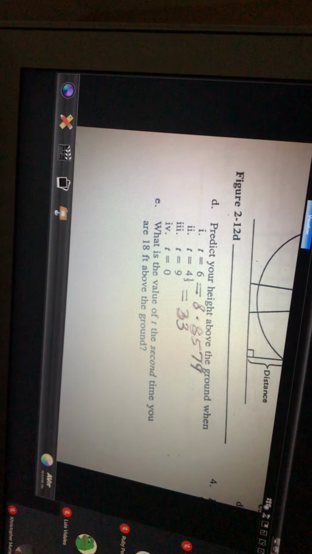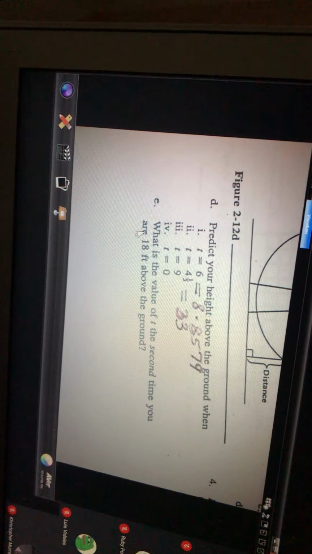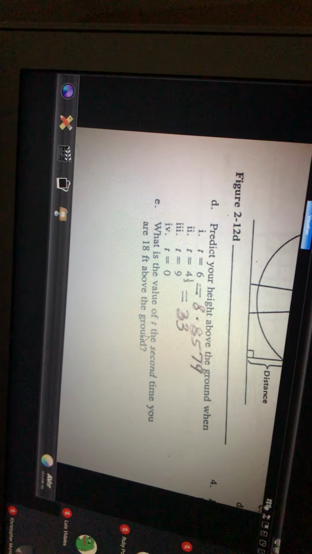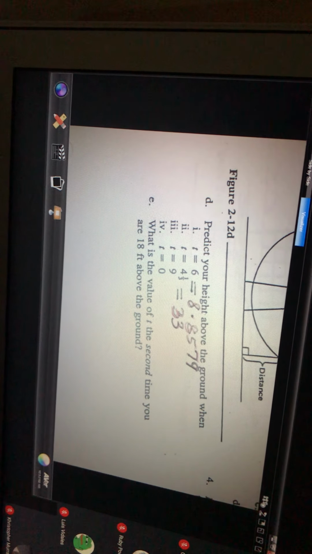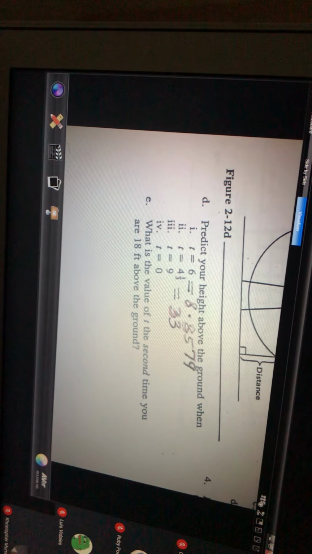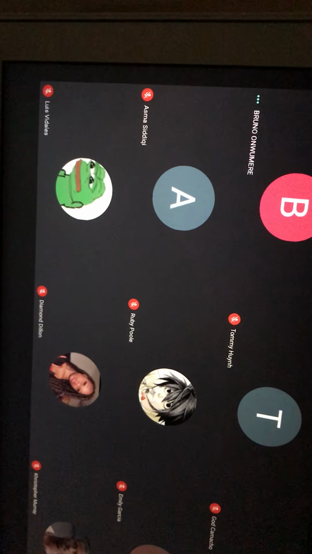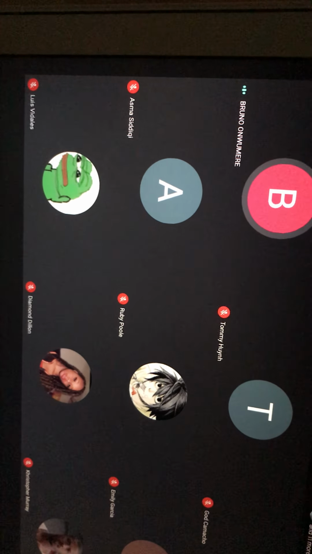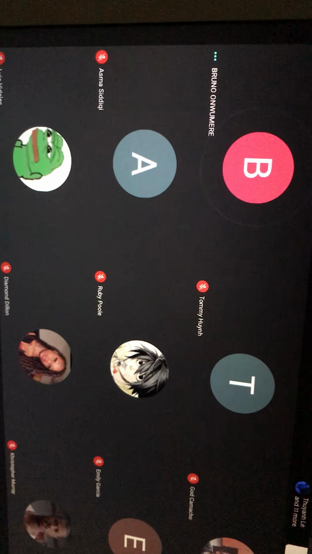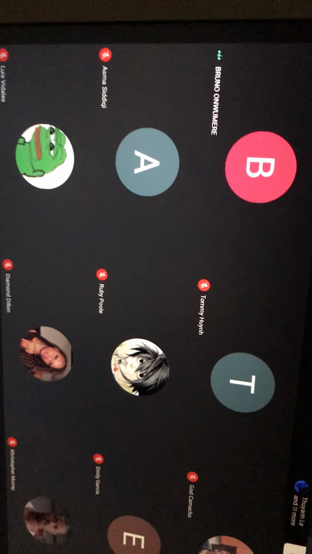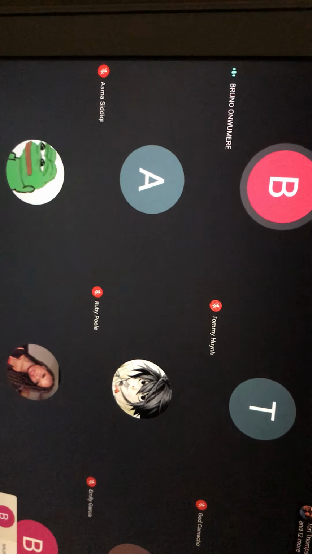How to do the E part. Everybody please pay attention. We are going to answer the question: what is the value of t the second time you are 18 feet above the ground? Please watch carefully. I'm going to pull out again so I can go to my calculator. I want everybody to look at my calculator.